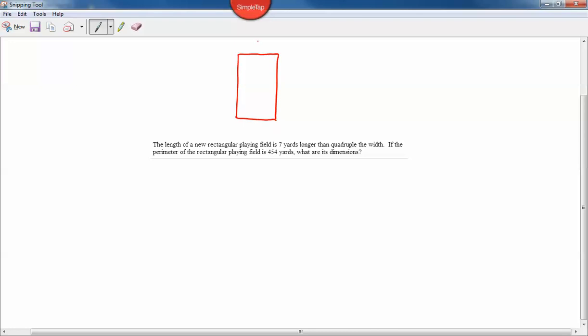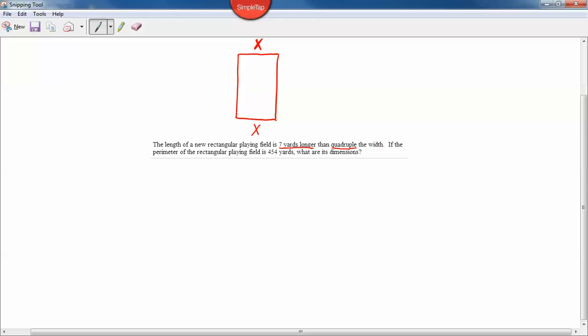So the width, I'm going to call x. I don't know what the width is. I'm just going to call it x. So if that's x up there, this is x down here. Alright, now the length, that would be this side or this side, is 7 yards longer.